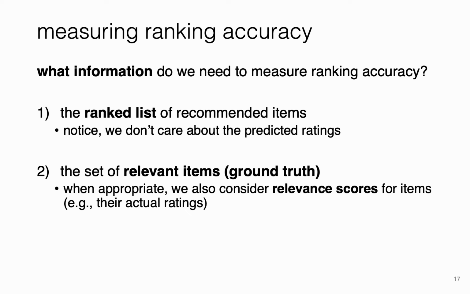And the second component is the ground truth, a set of items we know are relevant. Sometimes we might have relevance scores for these items, for example their actual ratings. Sometimes we don't have this information.